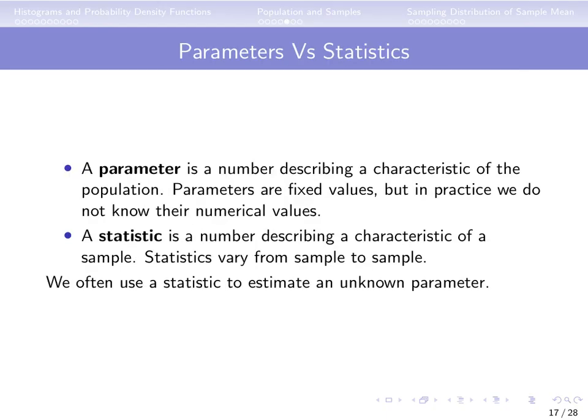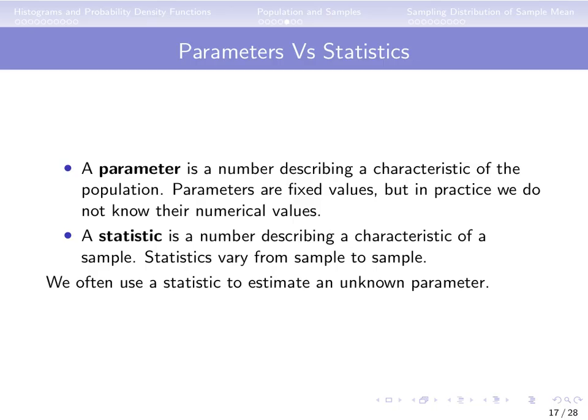Now, some of the terms. We have what we call a parameter. A parameter is a number describing a characteristic of the population. So the average annual income of the population of American adults, whatever that numerical value is, that's a parameter. Key things to take note of: parameters are fixed values because there's only one population of interest. But in practice, we do not know the numerical values associated with parameters.